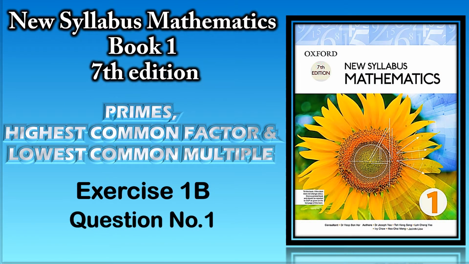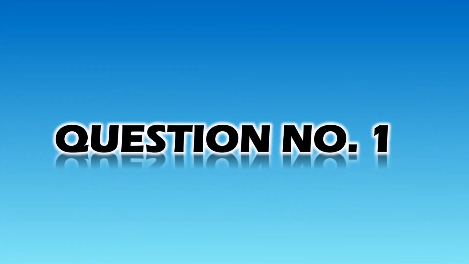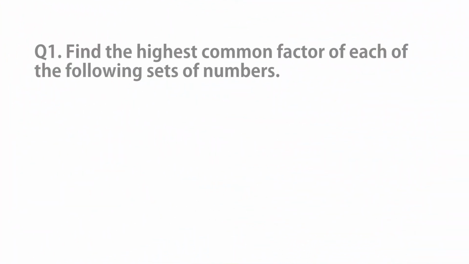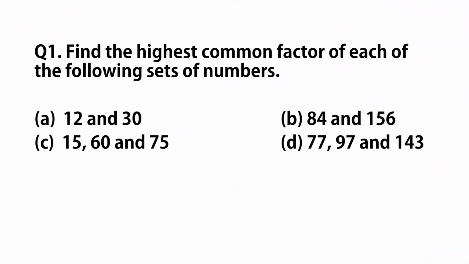New Syllabus Mathematics Book 1, 7th edition, Chapter 1, Primes, Highest Common Factor and Lowest Common Multiple, Exercise 1B, Question number 1, Basic Level. Question number 1. Find the highest common factor of each of the following sets of numbers.